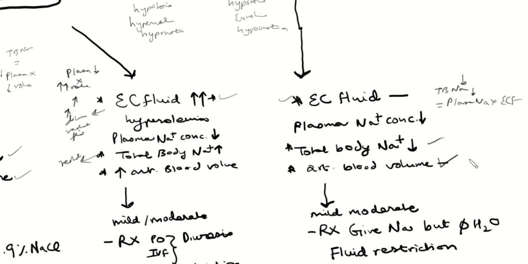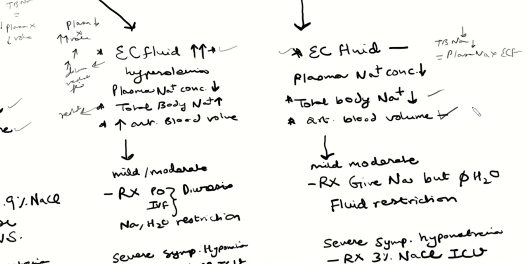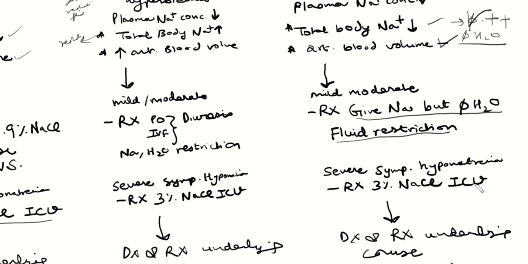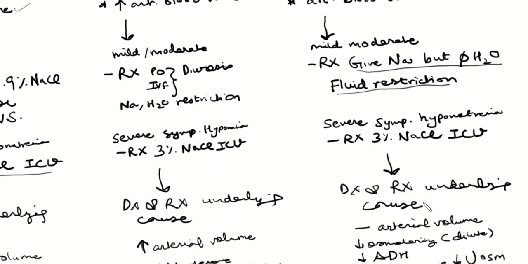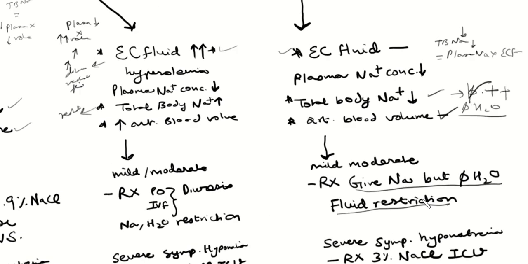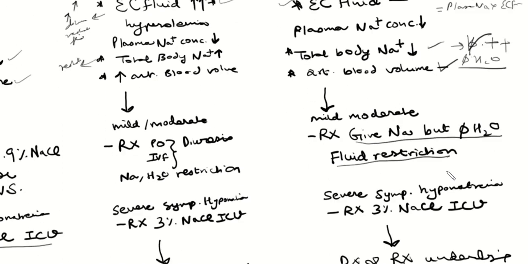Okay. The arterial volume, because the patient is euvolemic, is good. So something to remember. But initially, what is this patient going to get? We're going to give them sodium because they don't have a lot of sodium. So I'm going to give them sodium. But they have enough water, so I'm not going to give water. So give sodium, but not water. Fluid restriction. If it's severe symptomatic, 3% sodium chloride in ICU and diagnose and treat underlying cause. Easy? That's the first step.